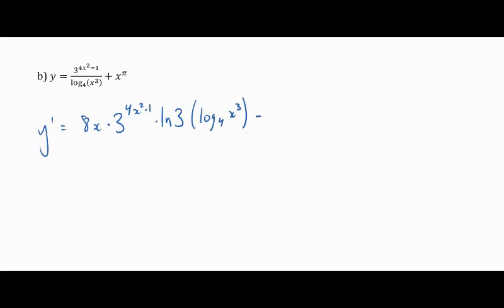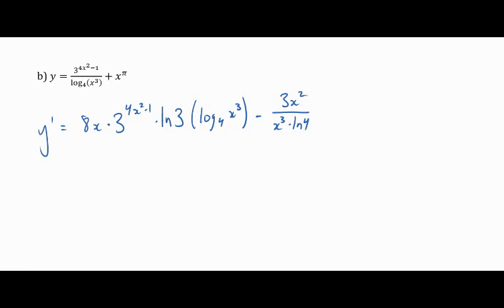Minus the derivative of the bottom times the top. So the derivative of the bottom is x cubed times the ln of 4, because it's log base 4, and then all of that times the derivative of the argument, so that's 3x squared.